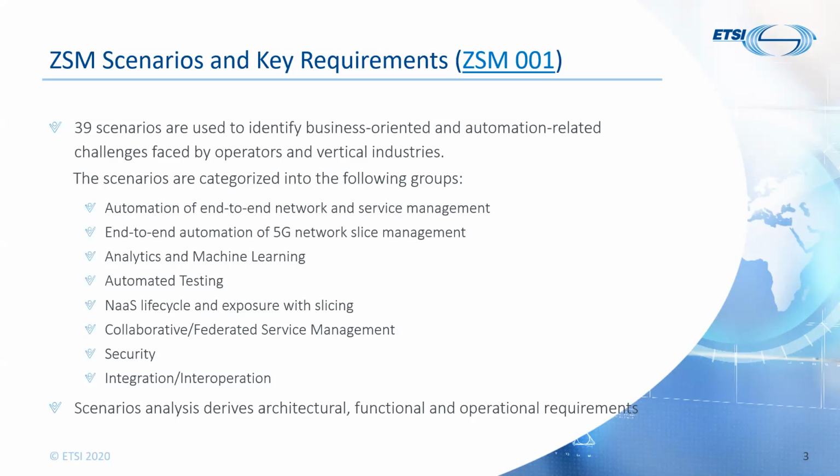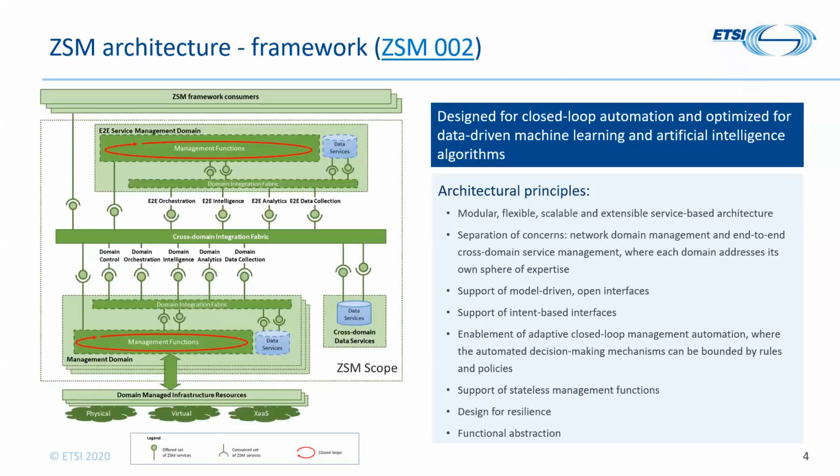The scenarios analysis derives architectural, functional, and operational requirements. This is the ZSM reference architecture as defined in ZSM 002. In the bottom here, there are the network resources that are being managed. They are the network elements, and they could be the eNodeB, the UPF, AMF, the physical network function or virtual network function, or the cloud infrastructure, etc. Whatever you want to manage.